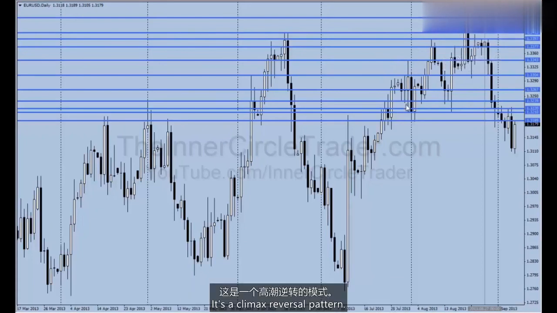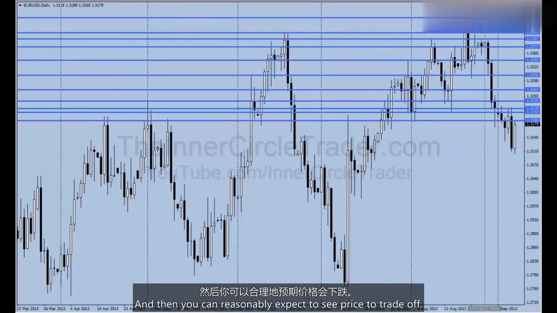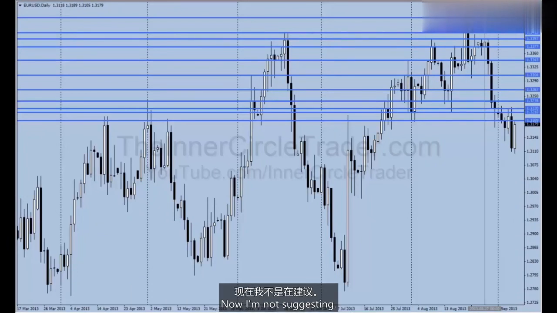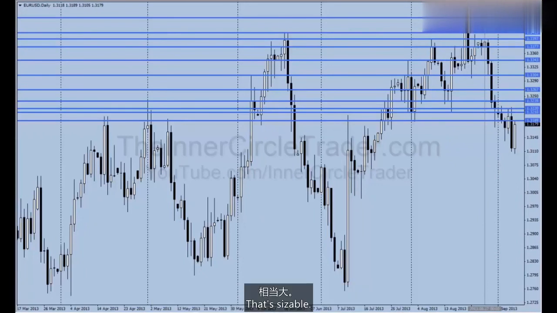It's a climax reversal pattern, meaning that the price is driven up to an extreme, and generally it's just right above an old high or into an old high, and then you can reasonably expect to see price trade off. Now, please don't take this as "this is the high of the euro and it's going to go down to hell." That's not what I'm saying here. What I'm saying is it's giving you a tradable reaction that's sizable.